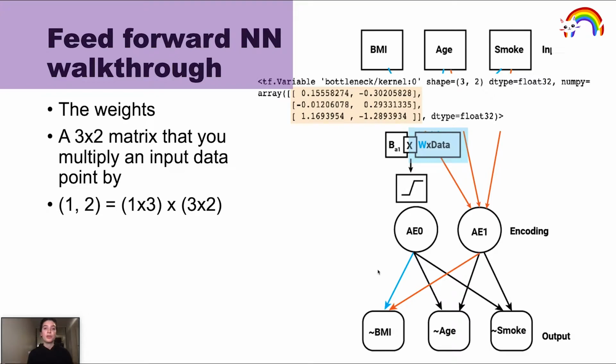So the first thing that we need to note is after we've got our input variables, we have a series of weights for this encoding function. Those weights were previously described by these arrows essentially pointing to the encoding data. But all this one is, is a 3x2 matrix that you multiply your input data point by.